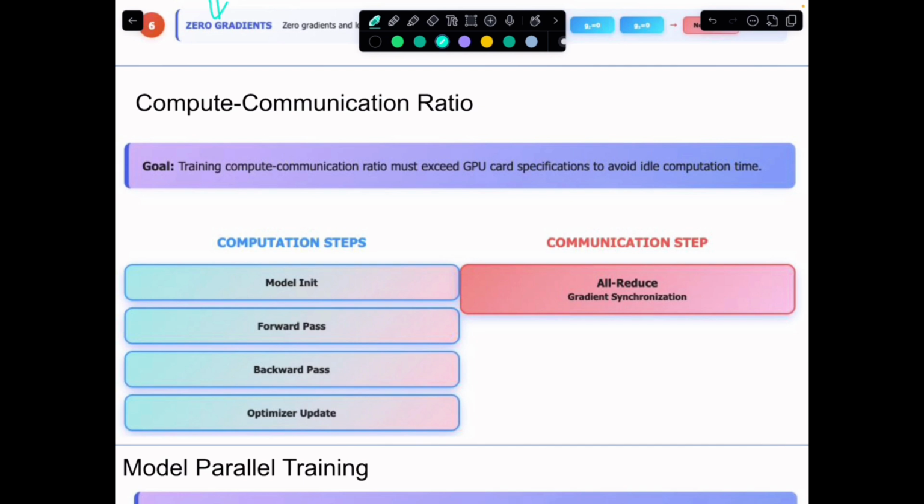And there's this concept of how much time and how much bandwidth you could spend on the communication step versus the computation steps. A GPU card measures this by the bandwidth of communication and the flops of computation. Essentially, you have specs of hard limits of your GPU card for compute versus communication. So at training time, what you want is a compute to communication ratio that exceeds the card specs. What you don't want is the communication step taking too long and your GPU sitting idle.